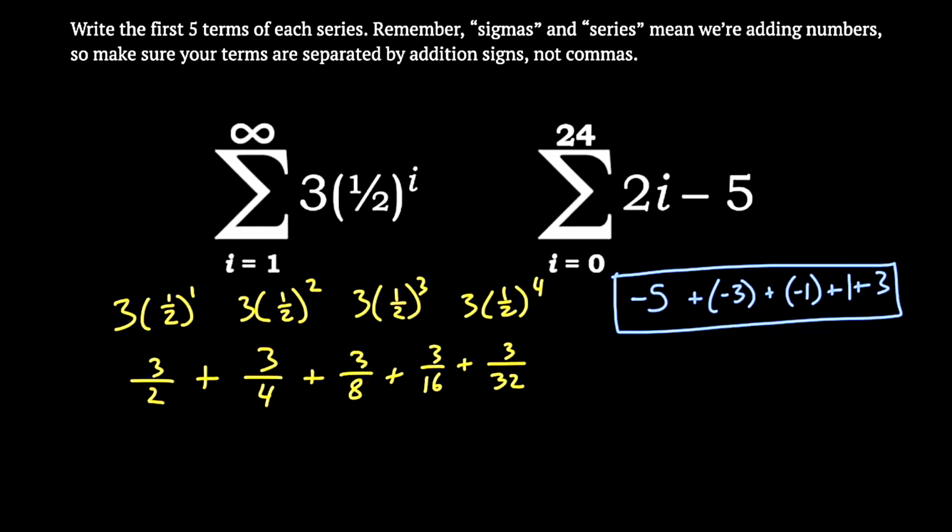Something else you could be asked is to find the 5th partial sum for each series. Partial sum just is telling us that we're not finding the entire sum. For instance, this one goes up to infinity, so that might be a lot of work to add all those numbers up. This one goes to 24, so we're not adding all of them up. Just the 5th partial sum just means add the first 5 terms. And we just wrote out the first 5 terms, so let's just add them up.